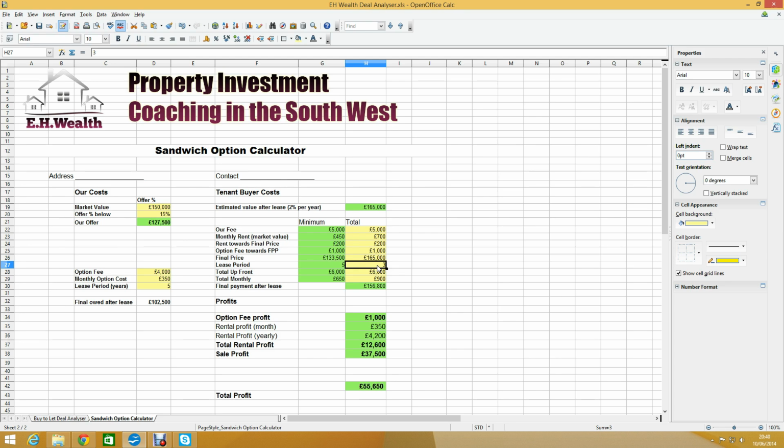So then it comes out with your total upfront, which is again 6,000, which is what they're going to give you up front. Their total monthly, which works out to £900, which is again the monthly rent, plus the rent towards the final price. And then the final payment after the lease, which is what they're going to have to get a mortgage on, essentially.